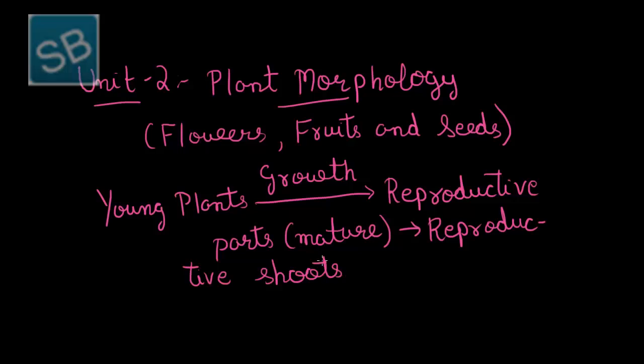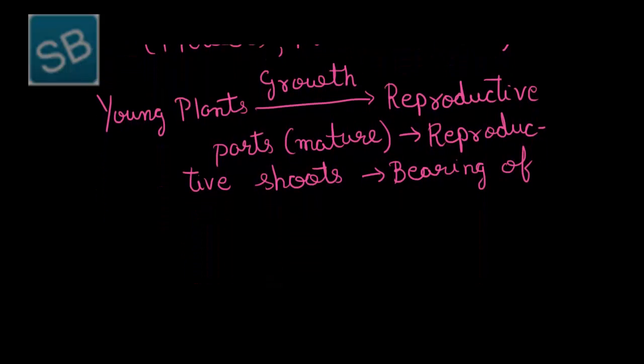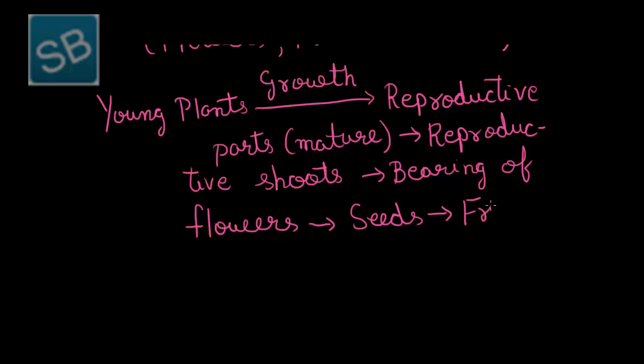Such reproductive shoots exhibit the formation or bearing of flowers, along with the formation of branches. This formation of flowers results in the formation of seeds, which further get converted to fruits. Thus, all the reproductive parts are co-linked or correlated with one another. So, first of all, let us understand about the formation of flower and its arrangement.